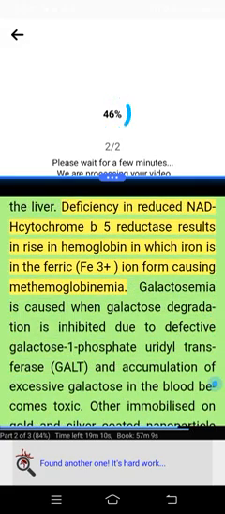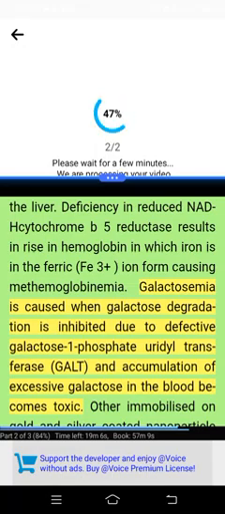Deficiency in NADH-cytochrome b5 reductase results in a rise in hemoglobin in which iron is in the ferric Fe3+ ion form, causing methemoglobinemia. Galactosemia is caused when galactose degradation is inhibited due to defective galactose-1-phosphate uridyltransferase, GALT, and accumulation of excessive galactose in the blood becomes toxic.